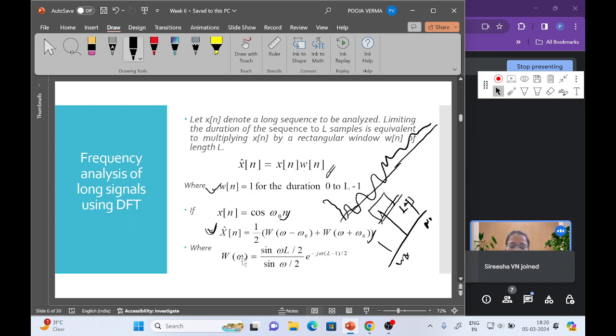Okay, where W(omega) is the DFT of the window function, represented as sin(omega L/2) divided by sin(omega/2), times e to the power minus j omega (L minus 1)/2.